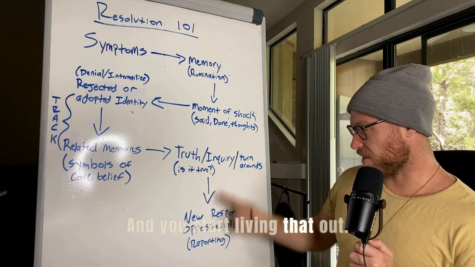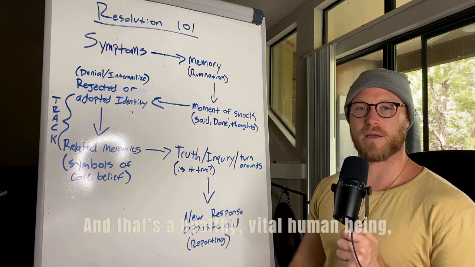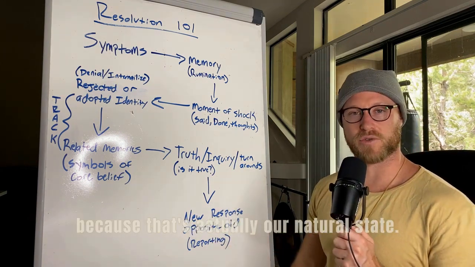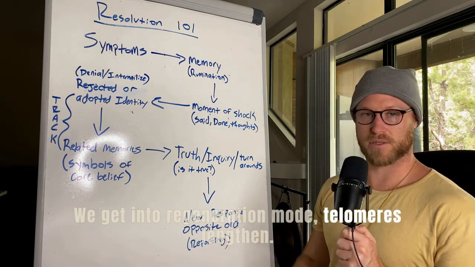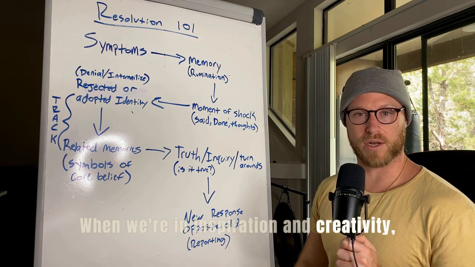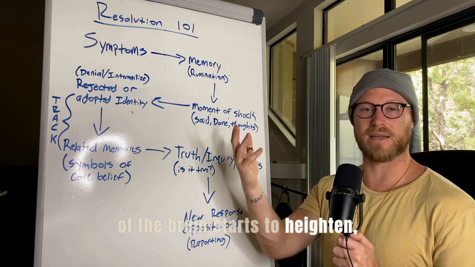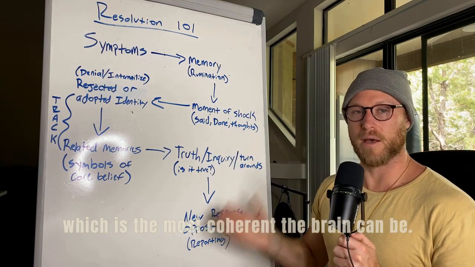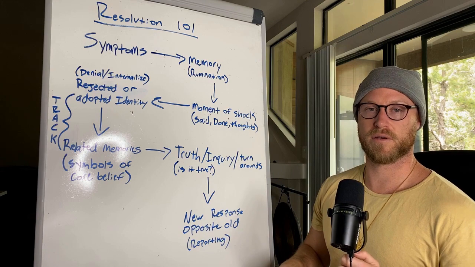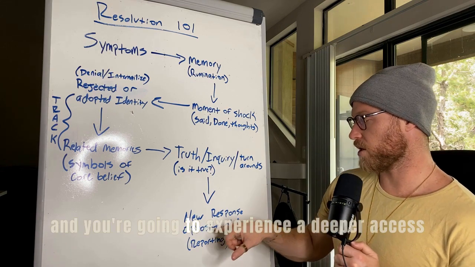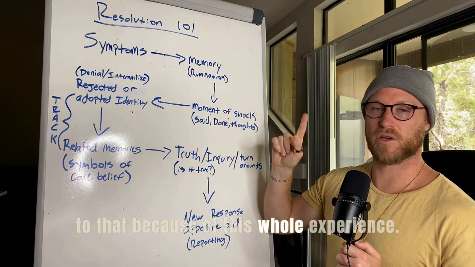And you start living that out, and that's a healthy, vital human being, because that's actually our natural state. We get into regeneration mode. Telomeres lengthen when we're in inspiration and creativity. The gamma frequency of the brain starts to heighten, which is the most coherent the brain can be. Memory gets better. Time dilation, flow state. And you're going to experience a deeper access to that because of this whole experience.